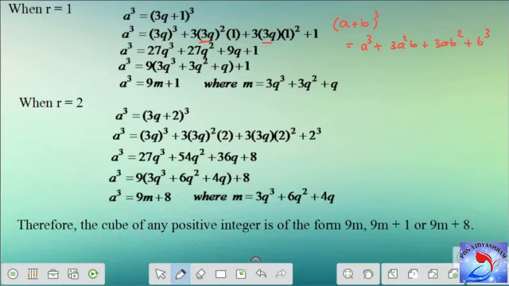You can see the first three terms have 9 in common, but the last one, 1, doesn't have 9 as a factor here. So let me combine the first three terms: 27q cube plus 27q square plus 9q. Factor out 9 from each of these. That gives me 9 into 3q cube plus 3q square plus q, whole thing, plus 1. So the entire expression, that is 3q cube plus 3q square plus q, can be replaced by another variable called m. So I can rewrite this a cube as 9m plus 1, where m takes the value of 3q cube plus 3q square plus q when your remainder is 1.